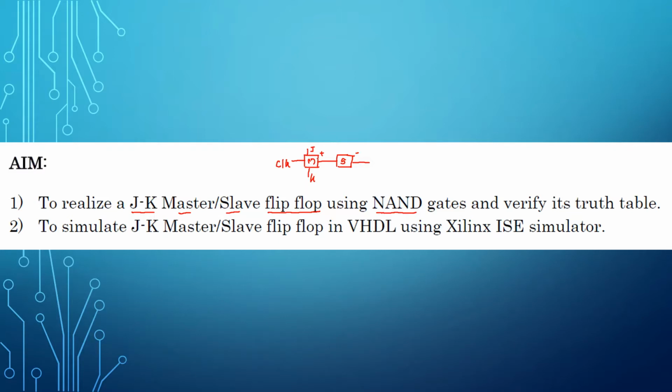But the data you are going to store will be stored in the master itself, and from the master the data will flow to the slave. So my slave is going to show the action, or repeat the action that the master is doing. But in the opposite clock cycle: if the master is on during the positive clock edge, my slave will be on during the negative clock edge. This is why we call it a master slave flip flop.